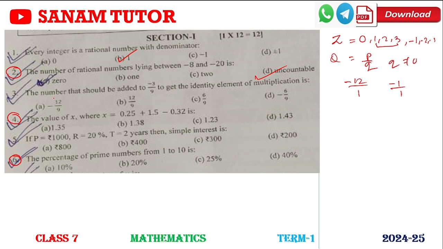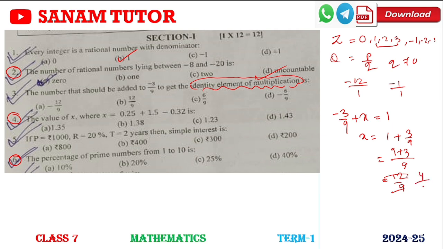Next question: the number that should be added to minus 3 by 9, suppose this number is x, to get the identity element of multiplication. Tricky question. The identity element of multiplication is 1. So x equals 1 plus 3 by 9. Take LCM 9: 9 plus 3 is 12 by 9. Cancel by 3: 4 by 3. Option B is the correct answer.